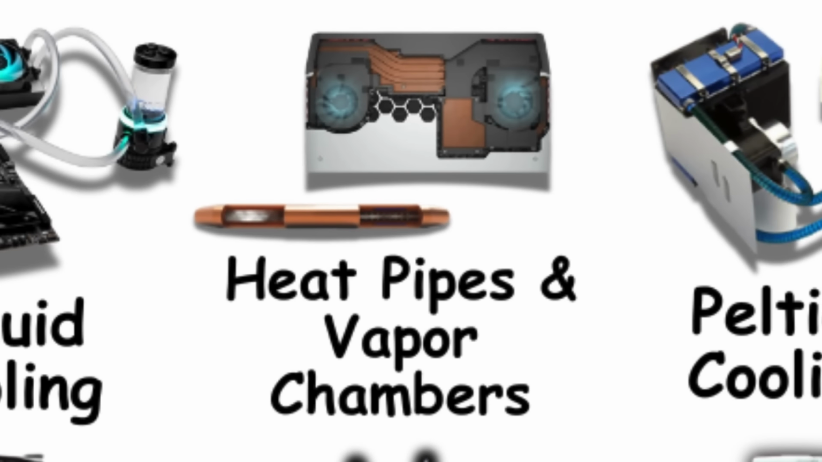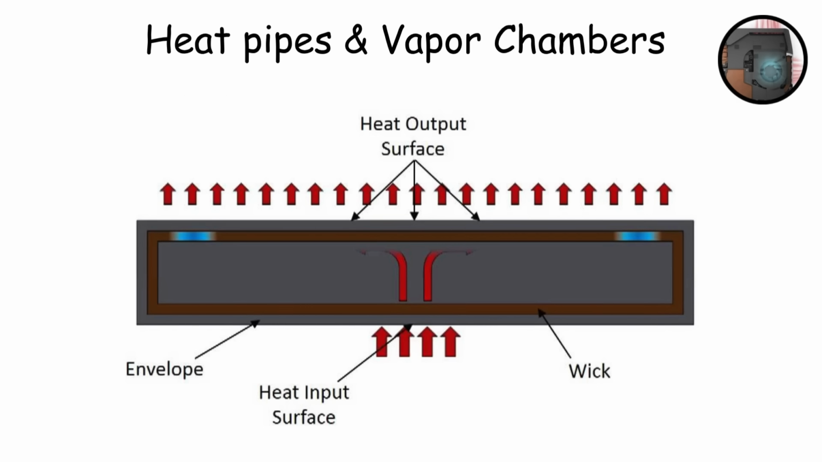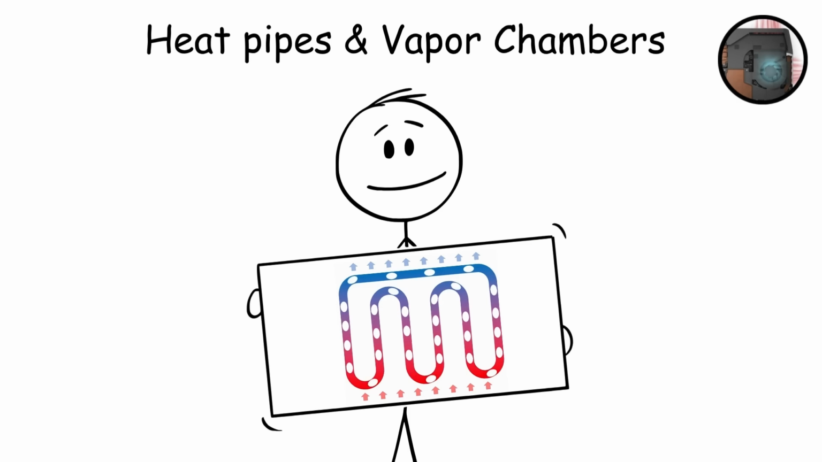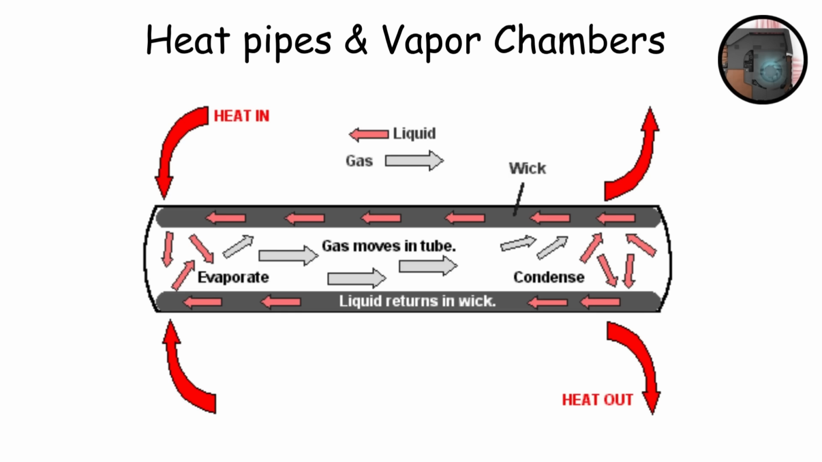Heat pipes and vapor chambers. These are sealed metal structures that move heat faster than solid metal alone. A heat pipe is a hollow tube with a small amount of liquid inside. When the end near a hot component heats up, the liquid evaporates, travels to the cooler end, and condenses, thereby releasing heat. The liquid then returns via capillary action, repeating the cycle.